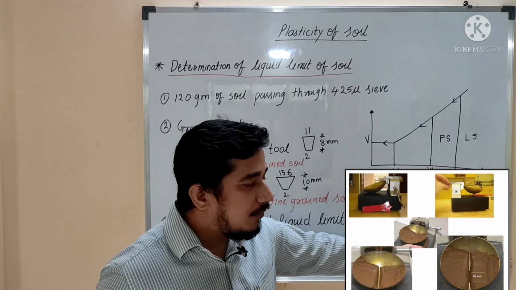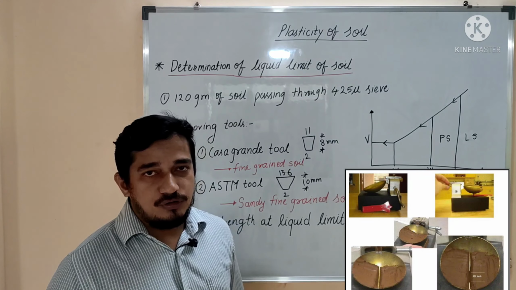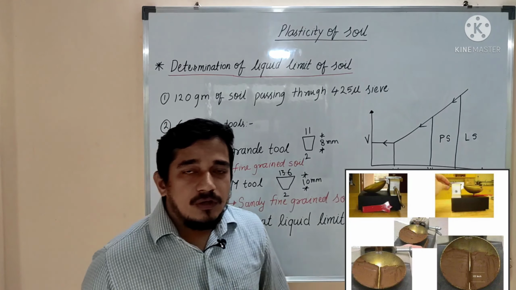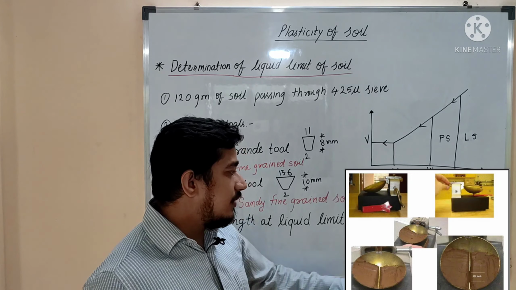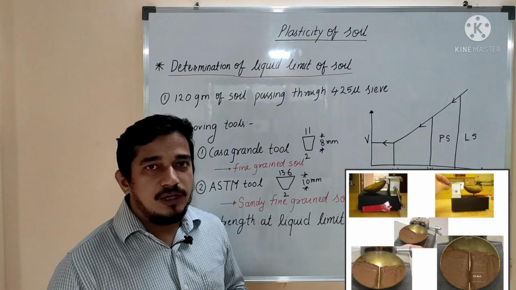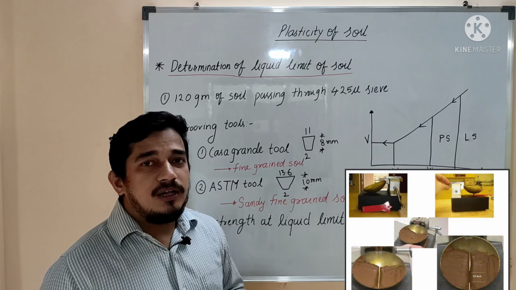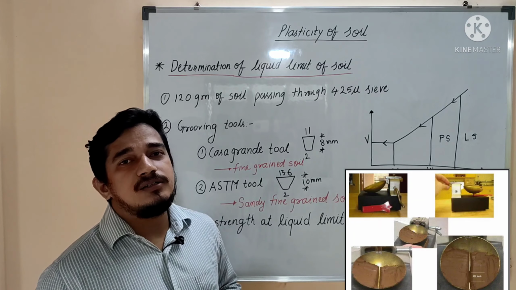Because of this flow, the groove will be closed, and when the closing of the groove is 12 mm, then we will stop and record the number of blows or number of revolutions. We should have a keen observation of how the groove is closing. If it is closing by the flowing of a liquid or flowing of a soil, then it is okay, but if it is slipping, then it is not recommended.